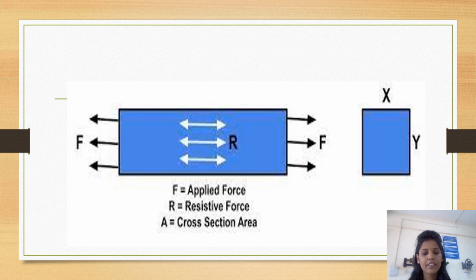Stress is denoted by the symbol sigma. Then what is the formula of stress? Sigma equals P divided by A, where P is the applied load and A is the cross-sectional area. Then what is the SI unit of stress? The load is measured in Newton or kilonewton and area is measured in meter square or mm square. So the unit of stress is Newton per mm square or kilonewton per mm square.